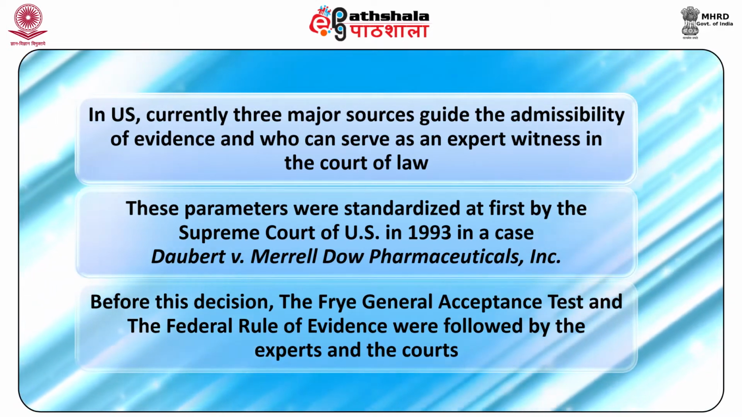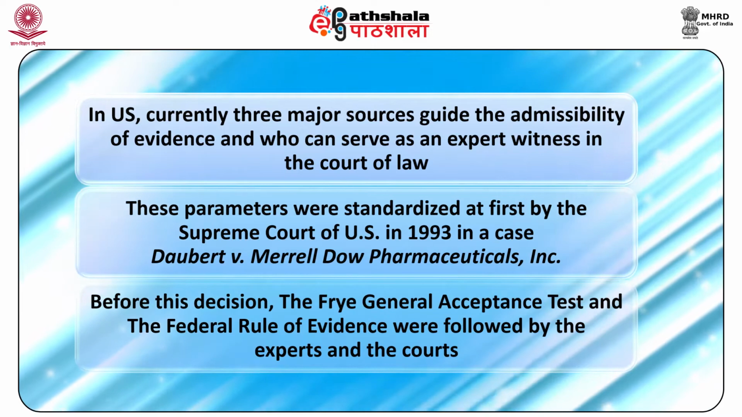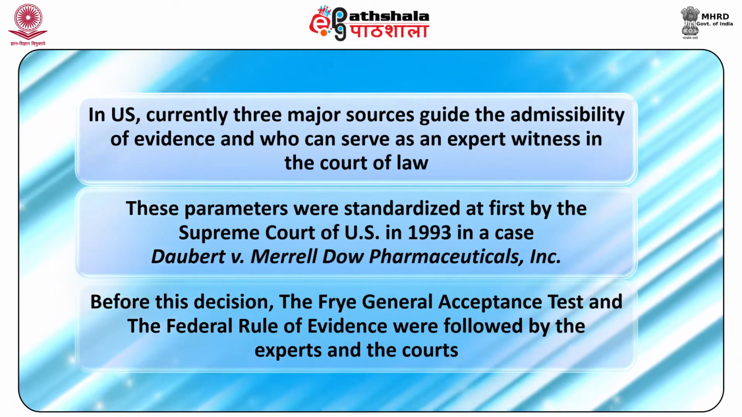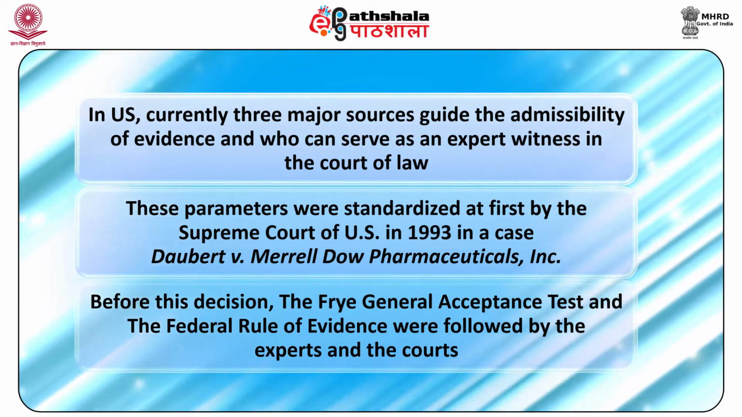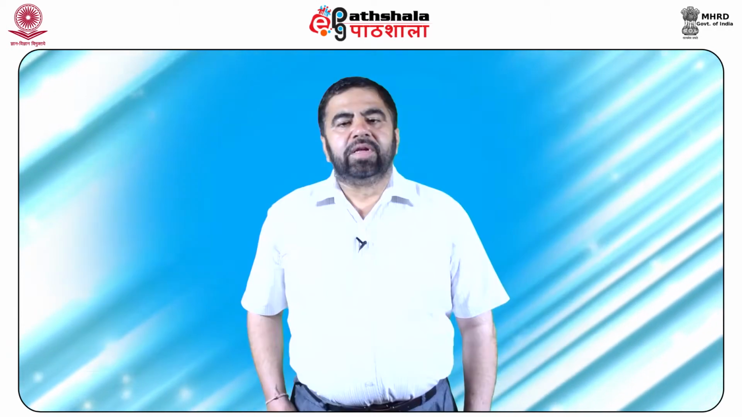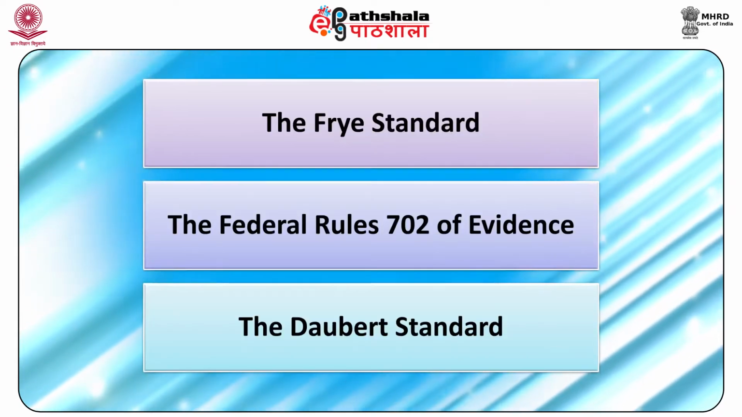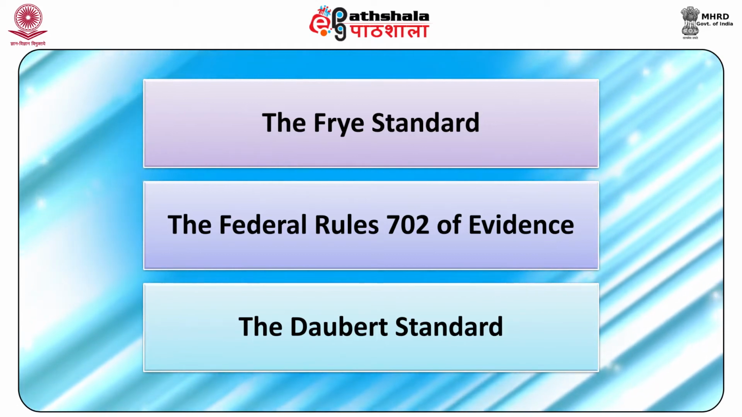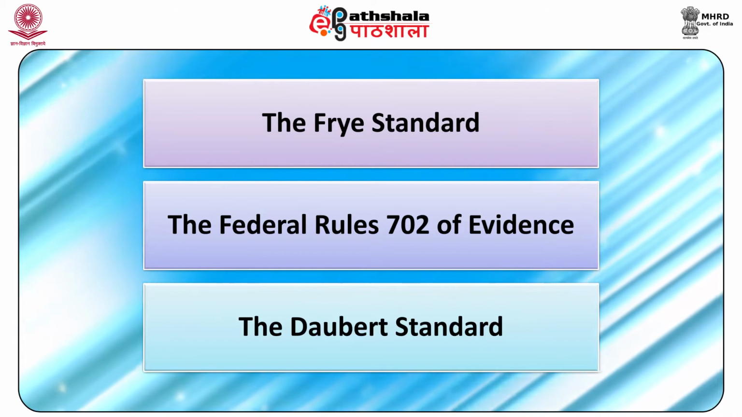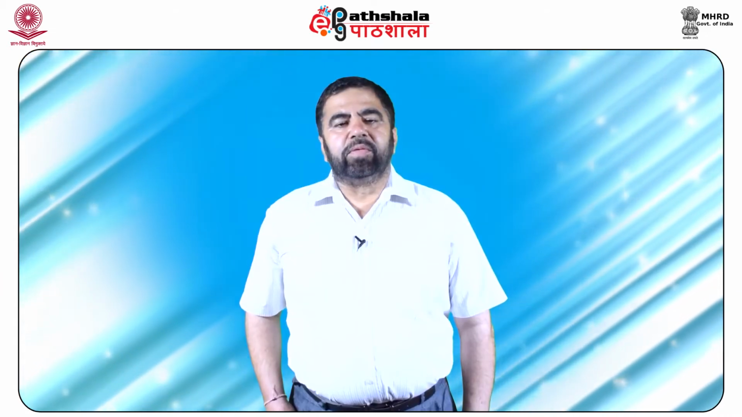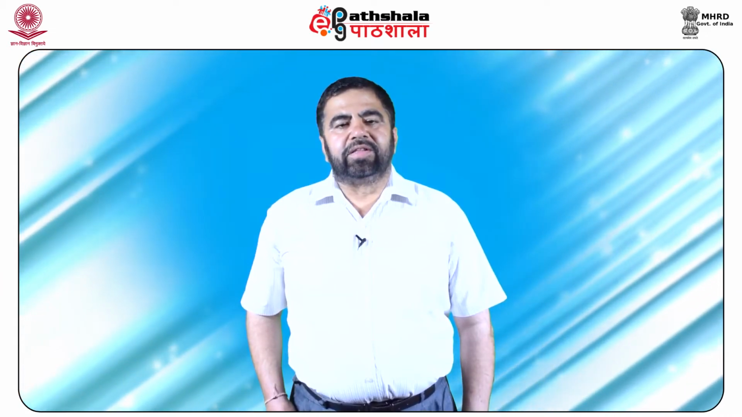Before this decision, the Frye General Acceptance Test and the Federal Rules of Evidence were followed by the experts and the courts. The 3 major sources that guide the admissibility of evidence are the Frye Standard, the Federal Rule 702 of Evidence, and the Daubert Standard. Now we will be discussing all these in detail.